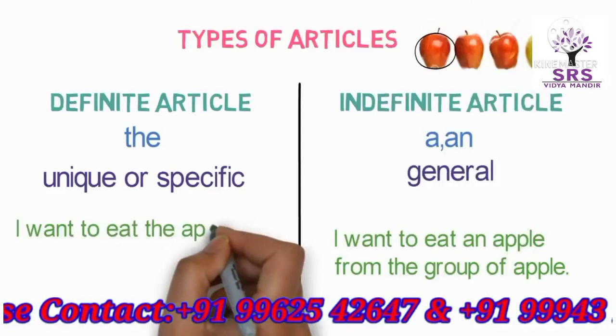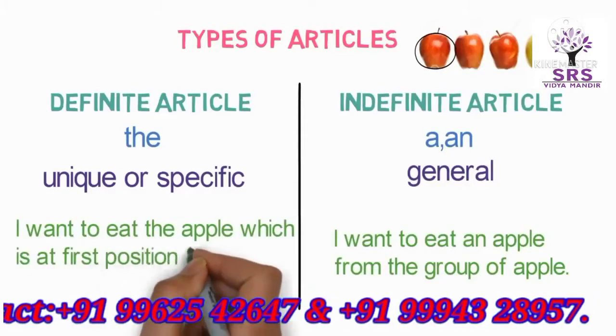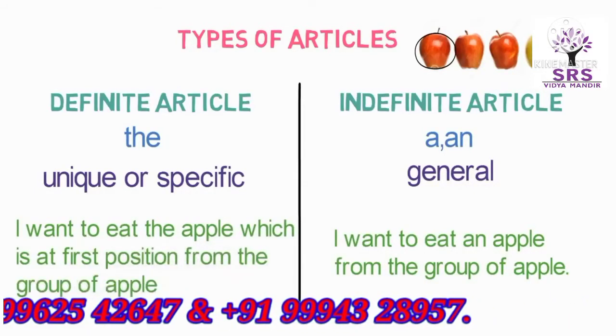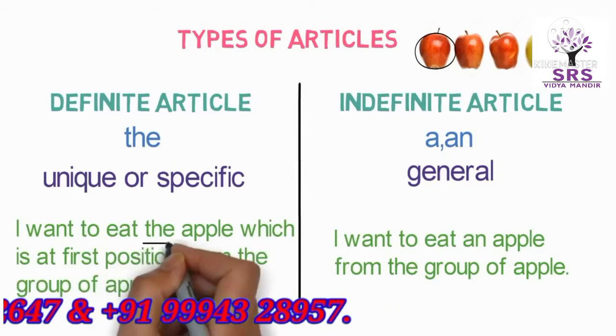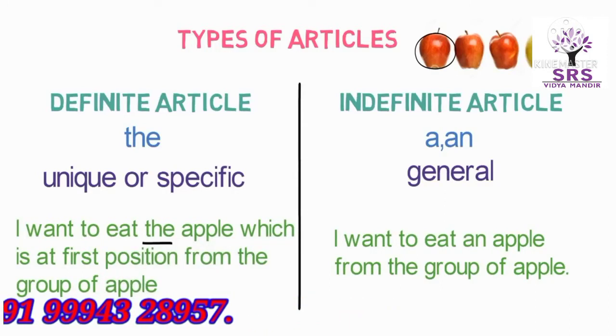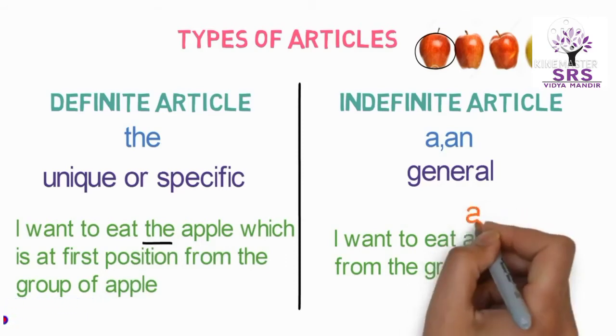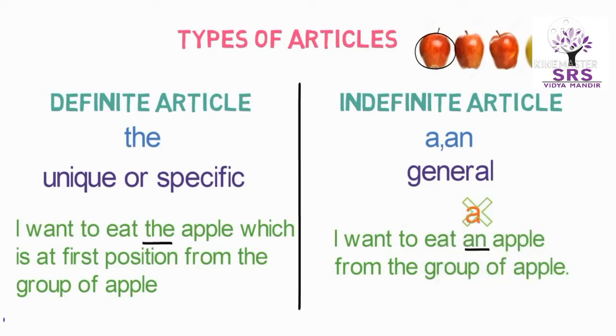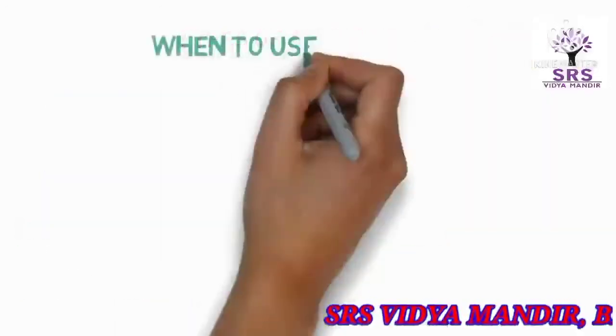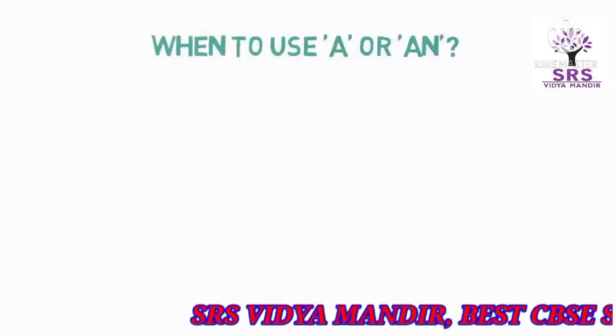You have to say, I want to eat the apple which is at the first position from the group of apples. We can notice here how we are using "the" for pointing out the specific apple and "an" for a generalized apple. Also we can notice that we have used "an" and not "a" for pointing apple in general context. Now let's understand why we use "an" instead of "a" here.